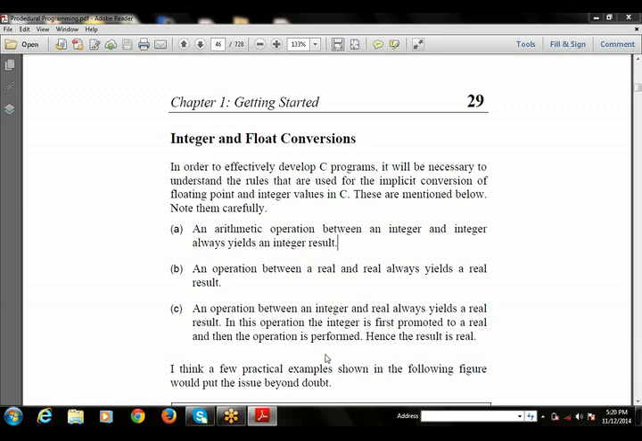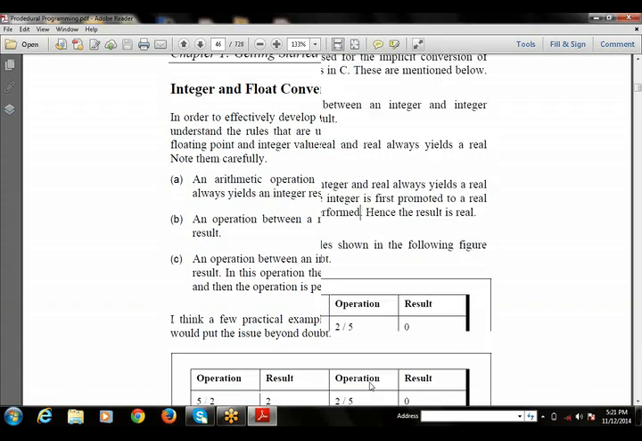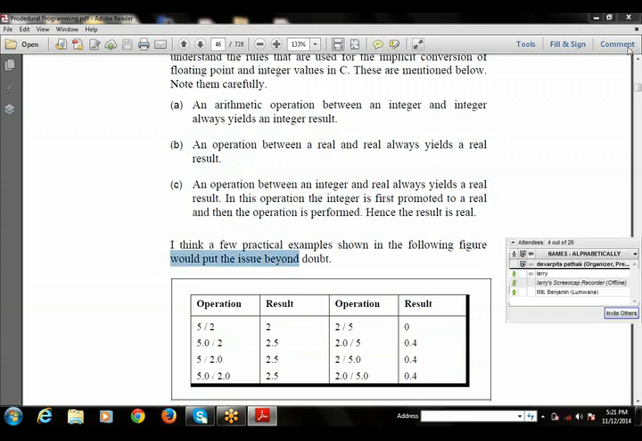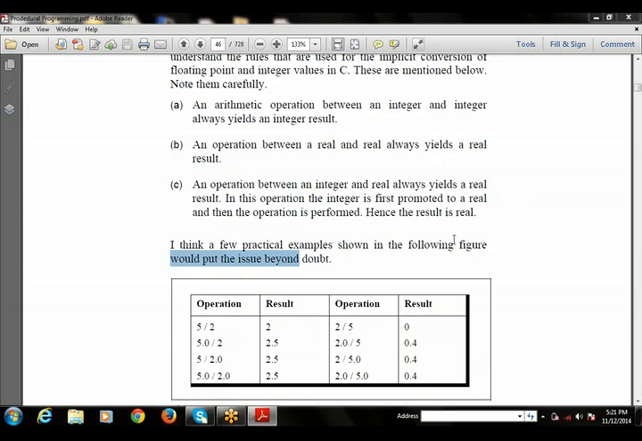Integer is first promoted to a real and then the operation is performed. Hence the result is real. I think a few practical examples shown in the figure would put the issues beyond doubt, that is, how it will be used and how it will not be used. That is the next part that will be used.